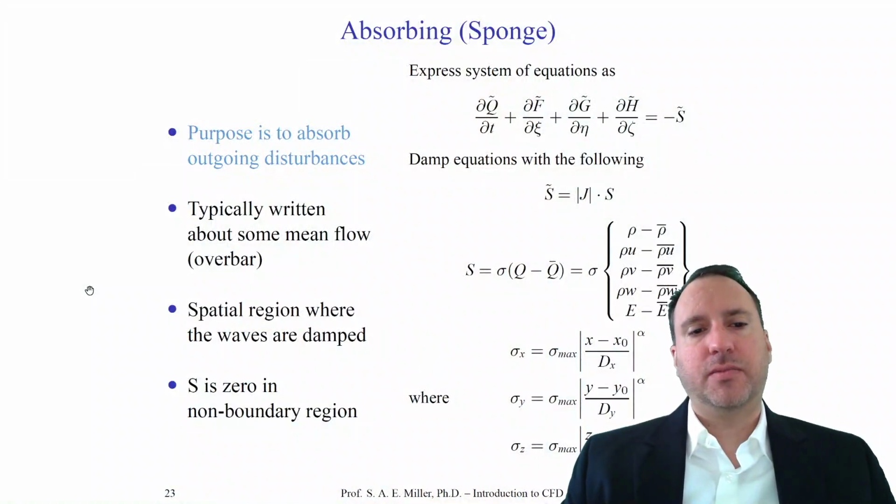Like if you put water through a porous sponge, it would flow through at a slightly slower rate, but it would also completely damp out any disturbances. This is a good way to remember it. Just think of it as a sponge layer or an absorbing layer. Now, a sponge layer is typically a region where we are damping the flow values about a mean value.